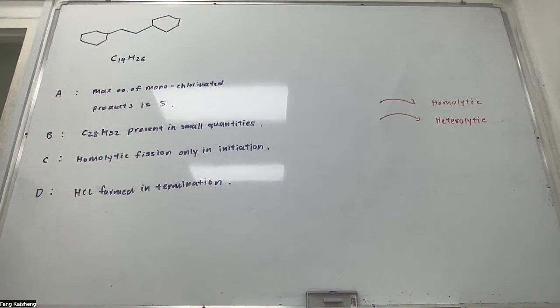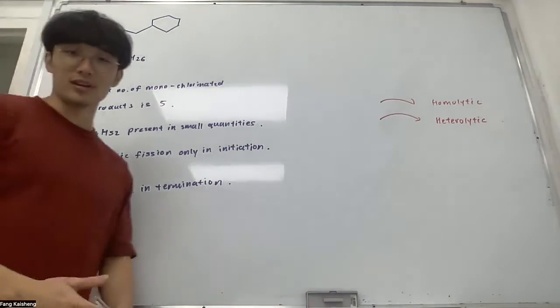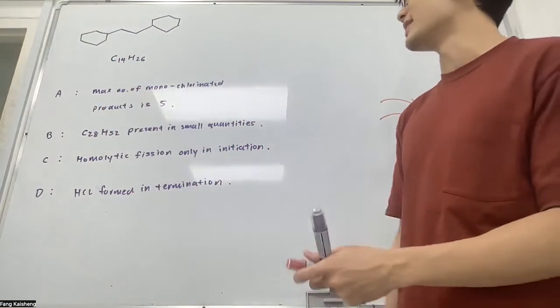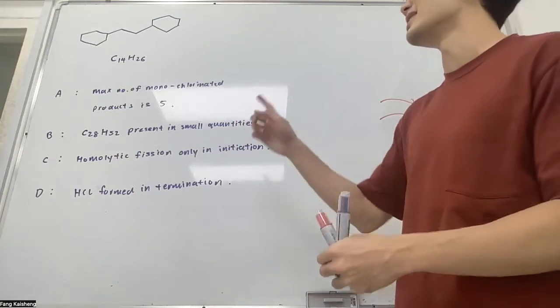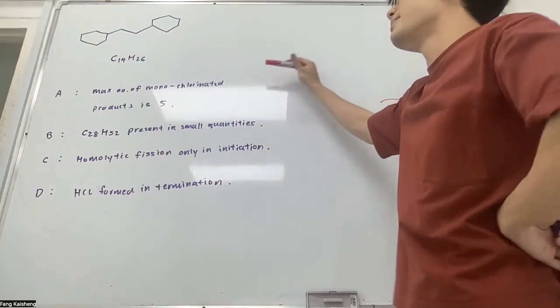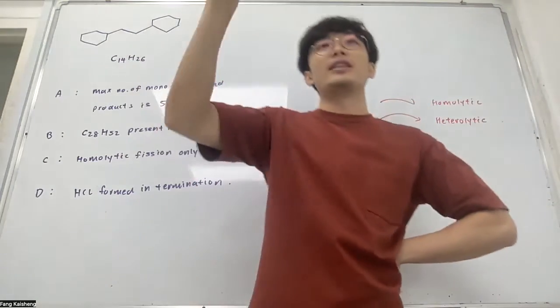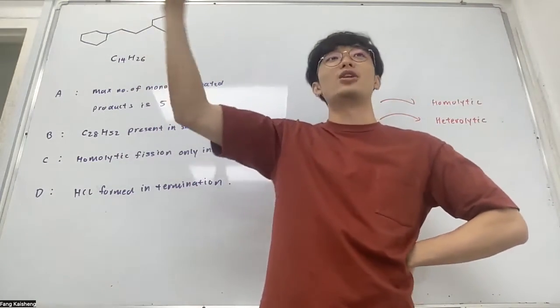It's a bit more challenging. That's why it's a level up question already. Let's go through this. I won't show you the answer yet, but I want you to break down the first statement. Option A: the maximum number of monochlorinated products is 5 products. You have to get 1, 2, 3, 4, 5. Cannot go more than that.